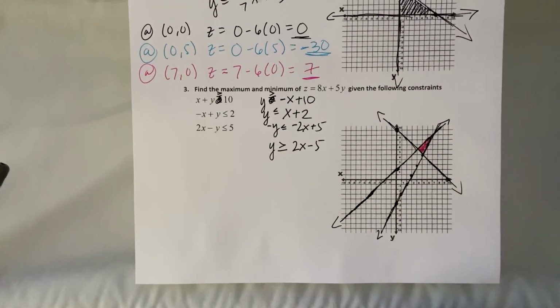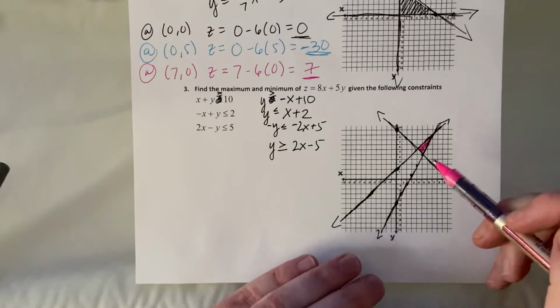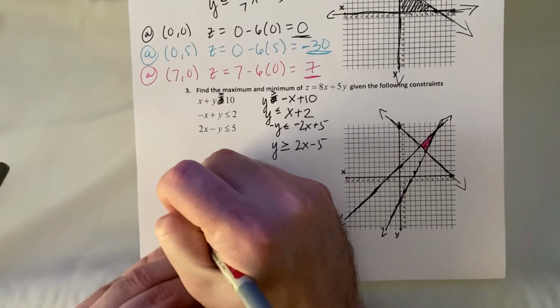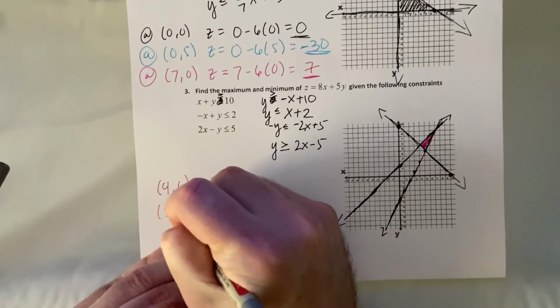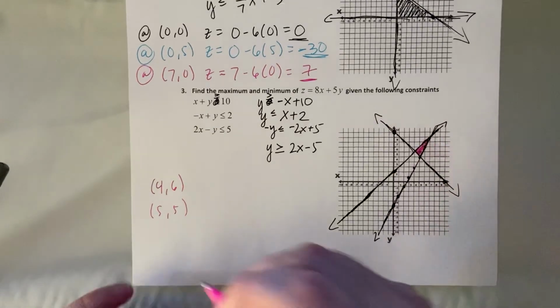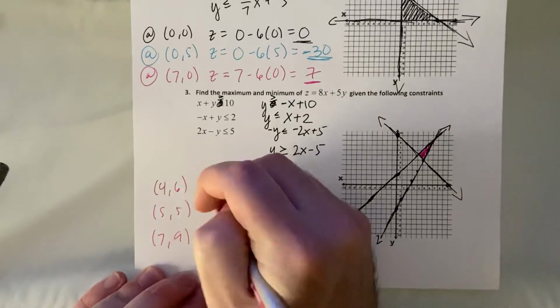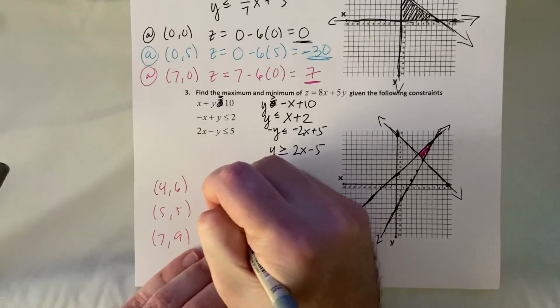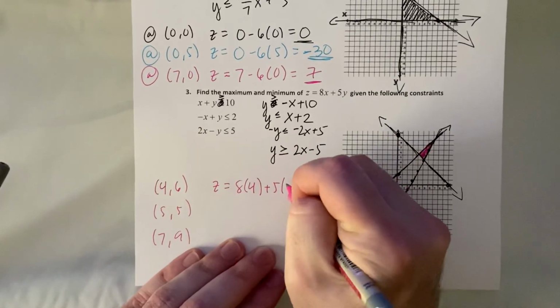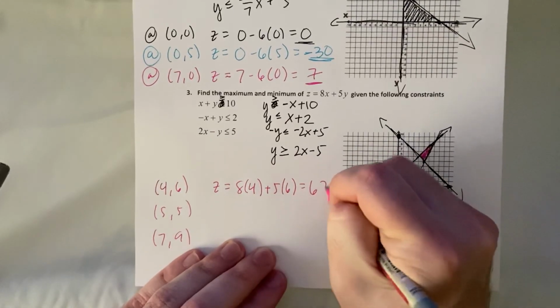Now, if I look at all the corners here, it looks like we have (4, 6), (5, 5), and the last point on the top right is (7, 9). And if we plug those all in for z, we get z equals 8 times 4 plus 5 times 6. 32 plus 30 is 62.